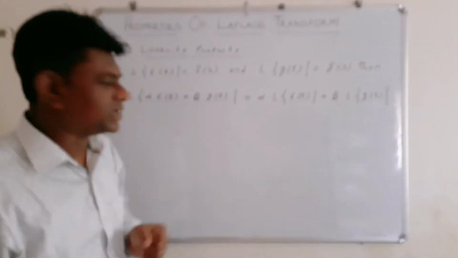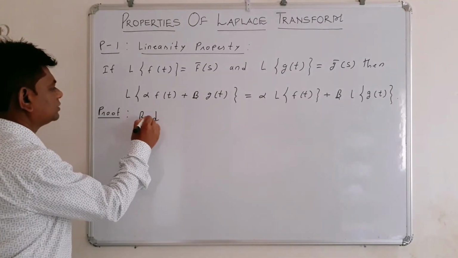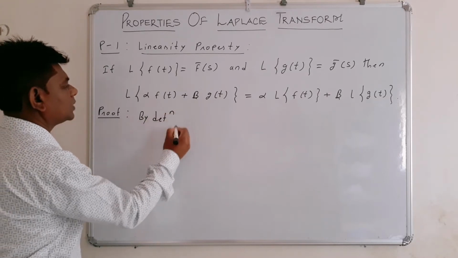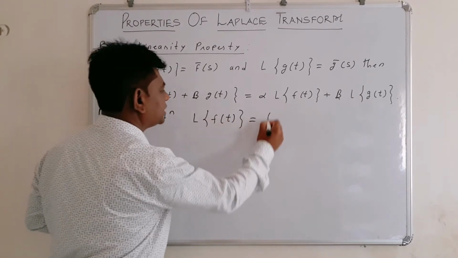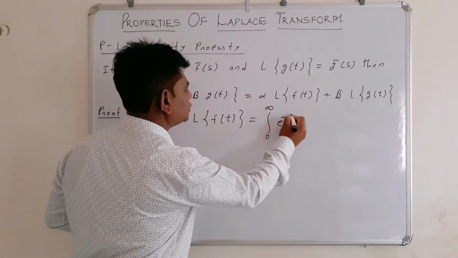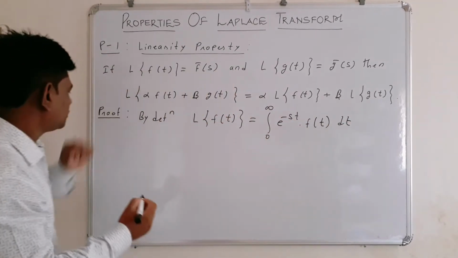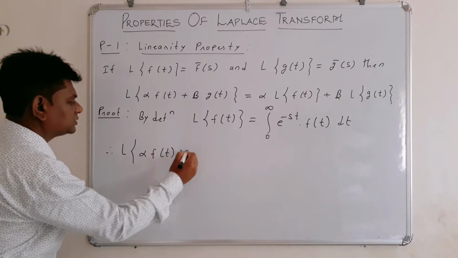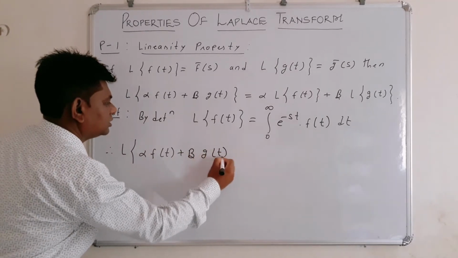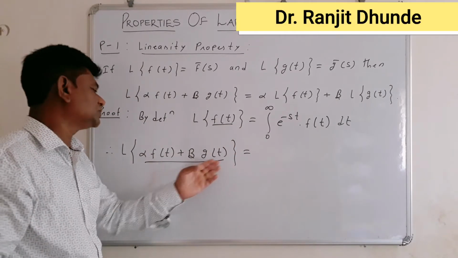Now its proof is very simple. We prove this by using the definition of Laplace transform. By definition, Laplace transform of f(t) is equal to integration 0 to infinity e to the power minus st f(t) dt. Therefore, Laplace transform of alpha times f(t) plus beta times g(t) is equal to, now replace this f(t) by alpha times f(t) plus beta times g(t).